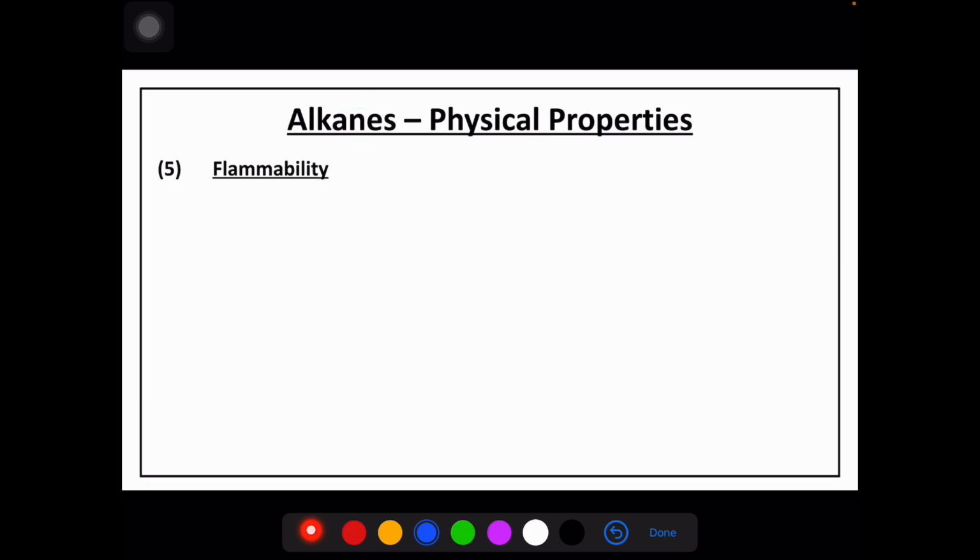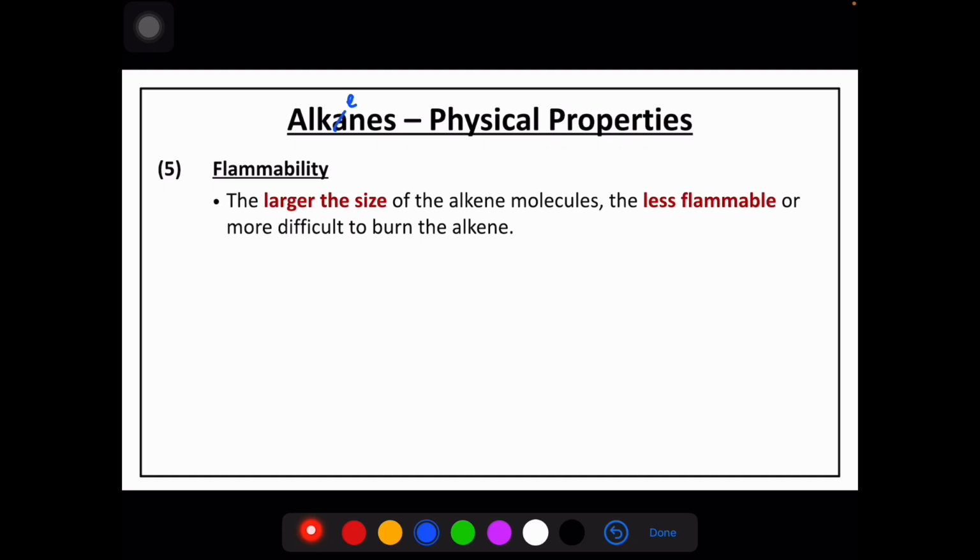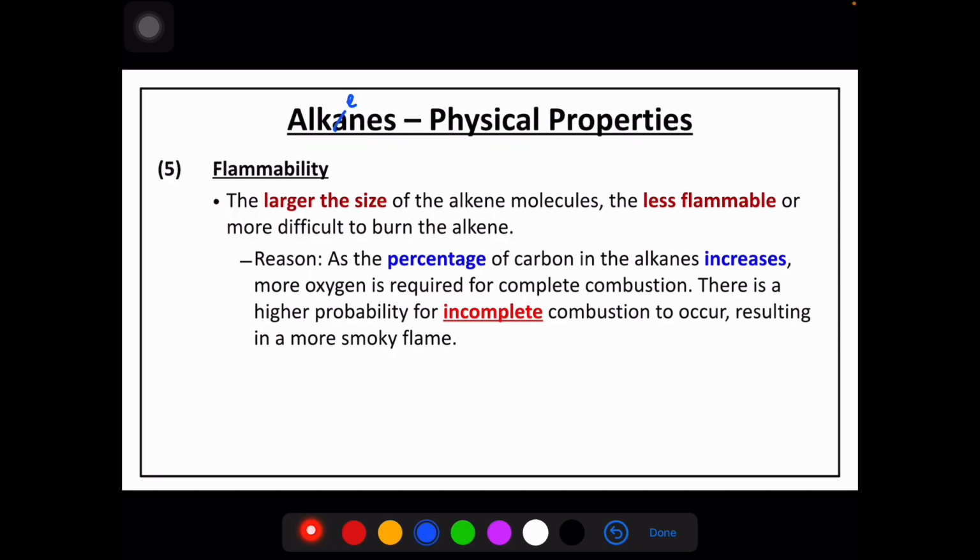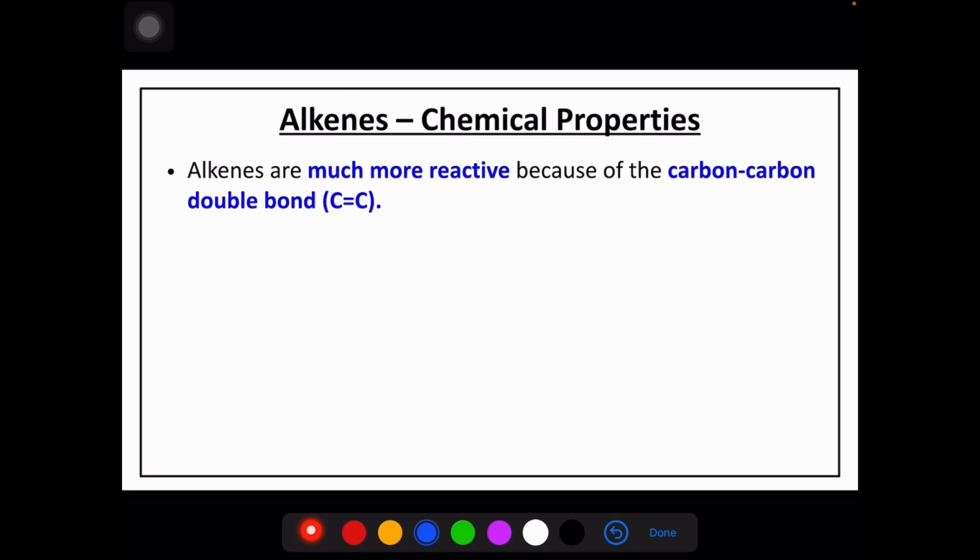Okay. Another typo over here. In terms of flammability, similarly, the flammability of the alkene actually gets lower when it gets bigger, right? And the reason is because as the percentage of carbon atoms increases, it becomes harder and harder for complete combustion to happen. Typo here as well, right? So chances are the flame will be a lot smokier, okay?